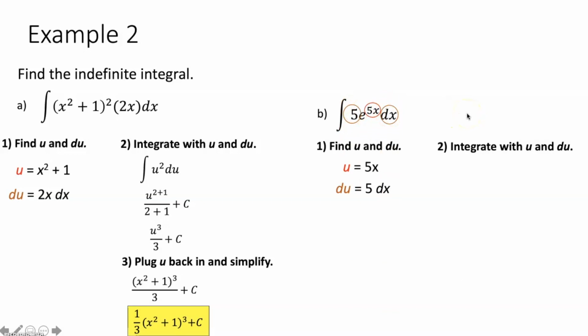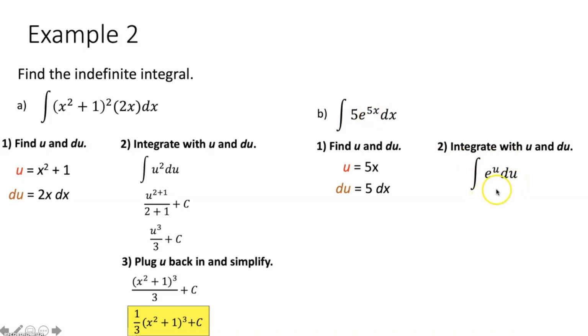So when I rewrite my integral in terms of u and du, it's going to be the integral of, now I substitute u in for that 5x, so it's going to be e to the u, and then du, I'm going to substitute in for the 5 dx. So I end up getting the integral of e to the u du, which is clearly easier to take the integral of than this. So how do I take the integral of e to the u du?